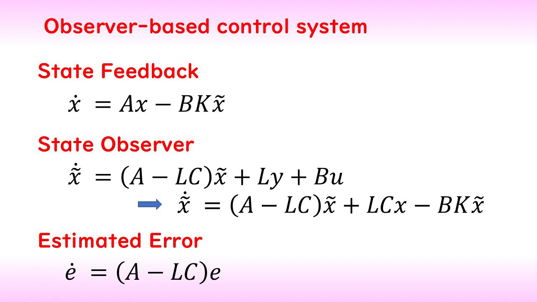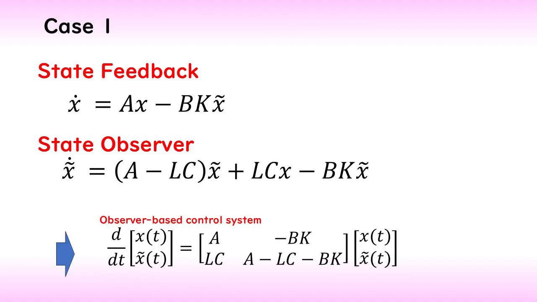State feedback and state observer are given. And the estimated error is given like this. Then the observer-based control system is given by this form. We can find the design parameters are not only K but also L in this entire system.